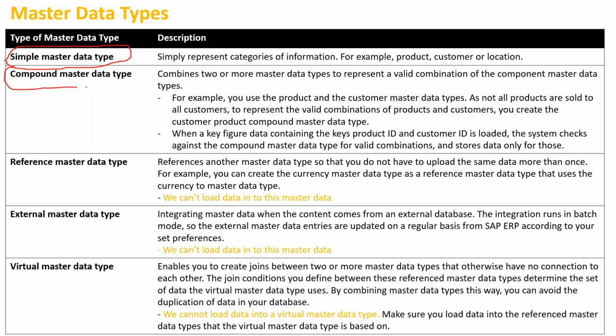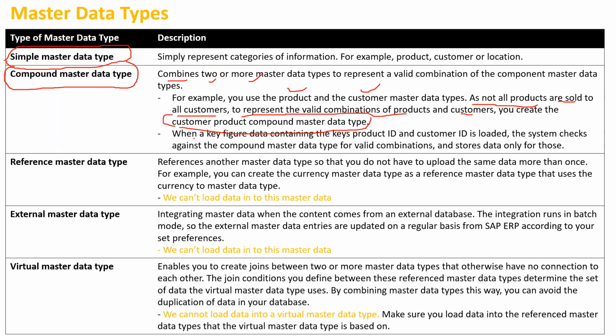Now I'll create another master data called a compound master data. What does that mean? It combines two or more master datas to represent a valid combination of the component master data types. Component master data means the individual things that are inside. For example, you use the product master data and customer master data, and you make them a compound and create something called a customer product master data. Why? Because not all products are sold to all customers, so to represent the valid combinations of products and customers, you create the customer product compound master data type.